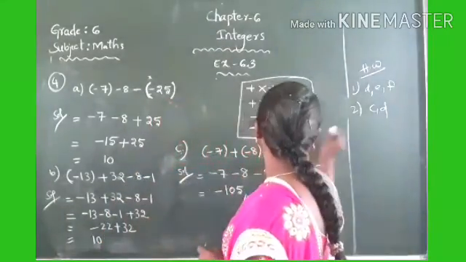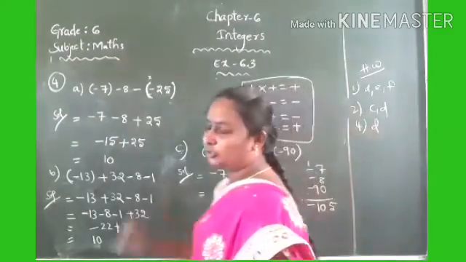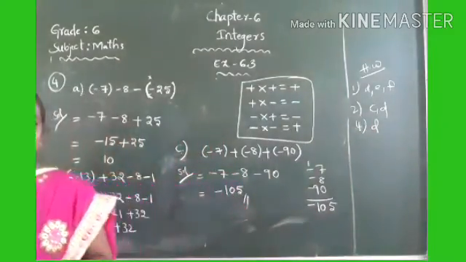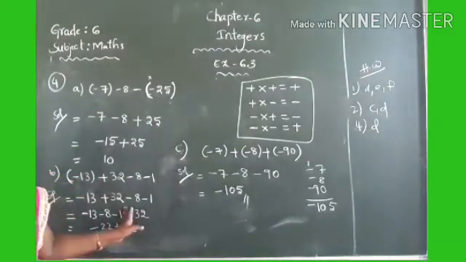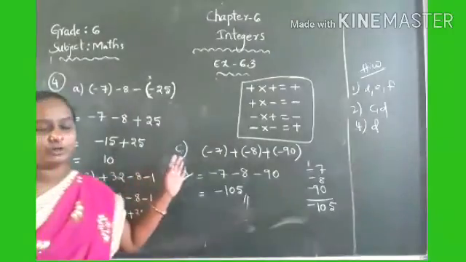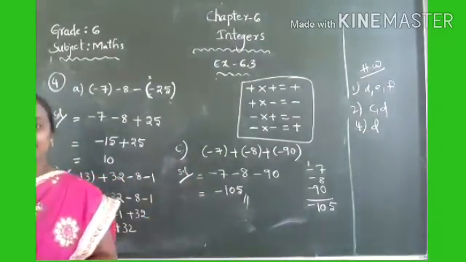Next, in this problem, we have only one, that is D. You have to do it yourself. Okay, children? Copy it. What I have given as homework, that one you have to solve. Right, children? Okay, bye.